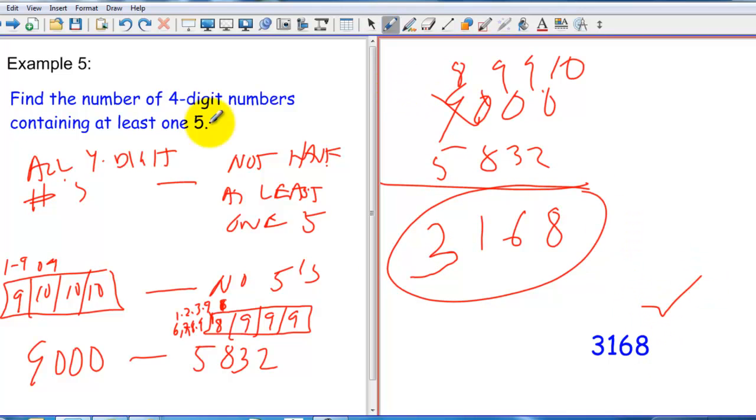Now notice how much more arduous this would have been if we had taken the tack of containing at least one 5, as it contains 1 5 or 2 5s or 3 5s or 4 5s. Now the 4 5s would have been easy, but the 1 5 and the 2 5s and 3 5s, you'd have to figure out where do the 5s go and so forth. I present that to you as a nice extra credit challenge, doing it the longer way.